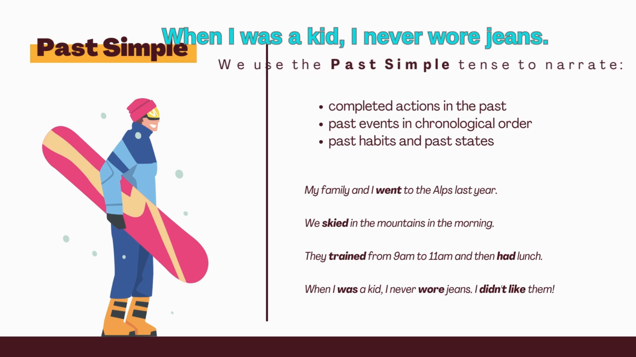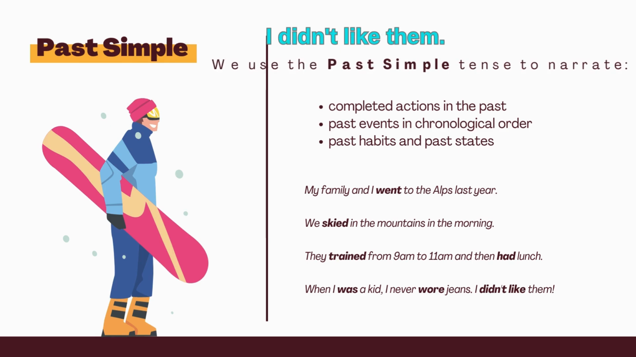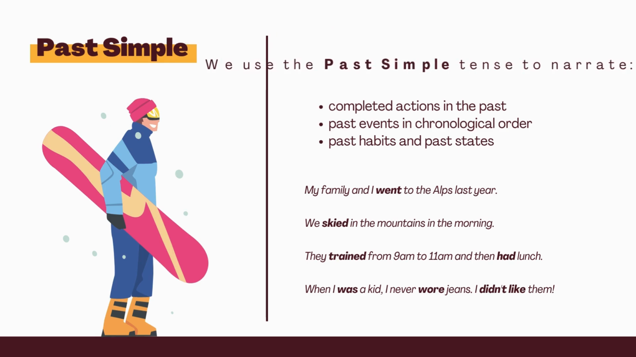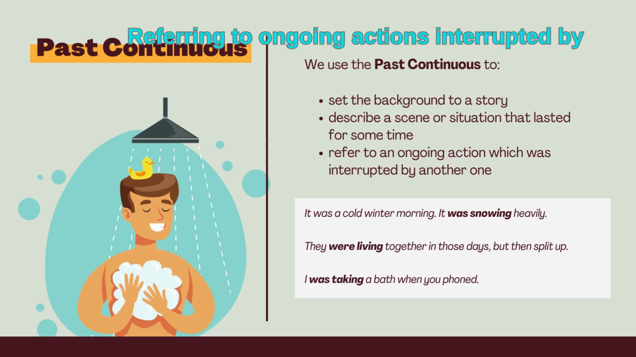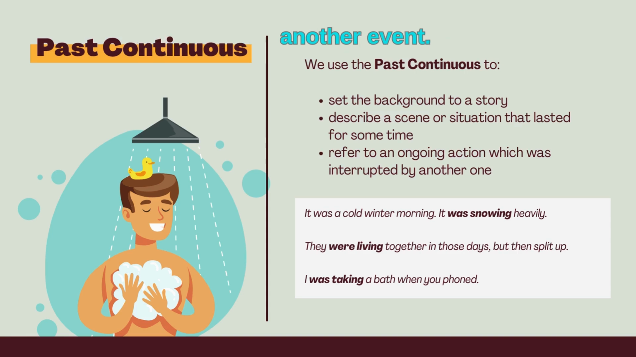When I was a kid, I never wore jeans. I didn't like them. The past continuous is ideal for: 1. Setting the background to a story. 2. Describing scenes or situations that lasted some time. 3. Referring to ongoing actions interrupted by another event.